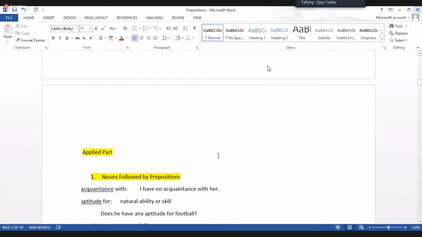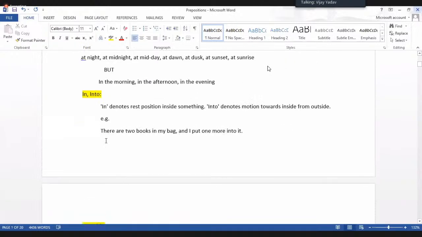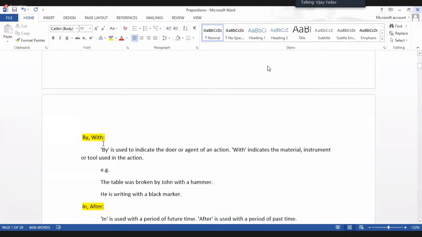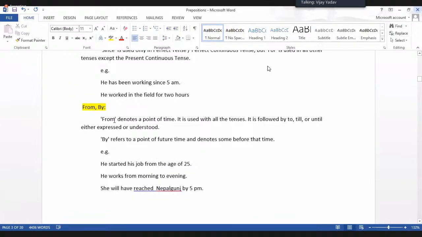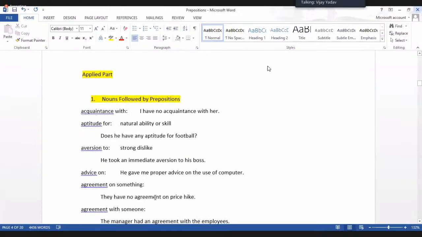Okay. And another, now see, applied part. So this is the theoretical part. Here you have a brief introduction to certain prepositions in pairs, isn't it? Because in prepositions, as far as rules are concerned, rules are also applied, but not in all places, isn't it? So that's why you must study this.